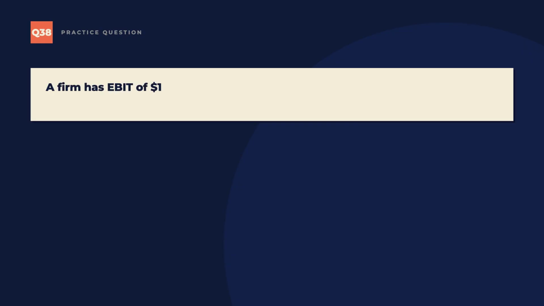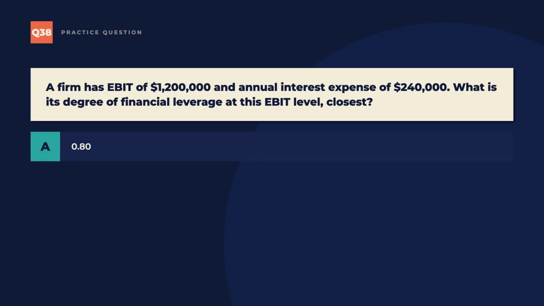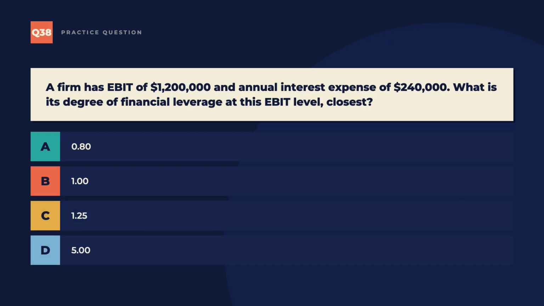Question 38. A firm has an EBIT of $1,200,000 and annual interest expense of $240,000. What is its degree of financial leverage at this EBIT level? Closest. Your options are A. 0.8, B. 1.0, C. 1.5, D. 5.0. Which would you go with? Lock it in before the reveal.